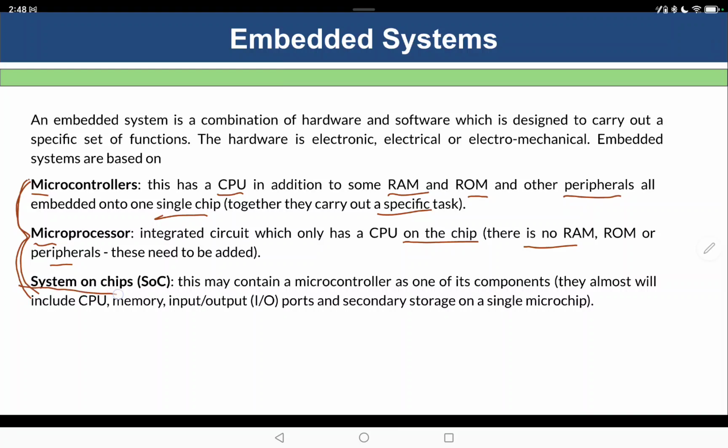Then we also have the system on chips. This system on chip will contain a microcontroller as one of its components, and it will almost always include the CPU, the memory unit, the input and output, and also the secondary storage on a single microchip.